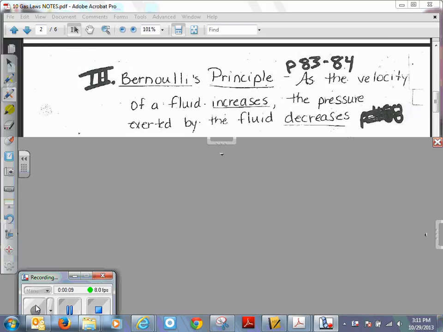So you saw those three examples of Bernoulli's principle. As the velocity of a fluid increases, the pressure exerted by the fluid decreases. Okay, so I'd like to show you the physics behind that.